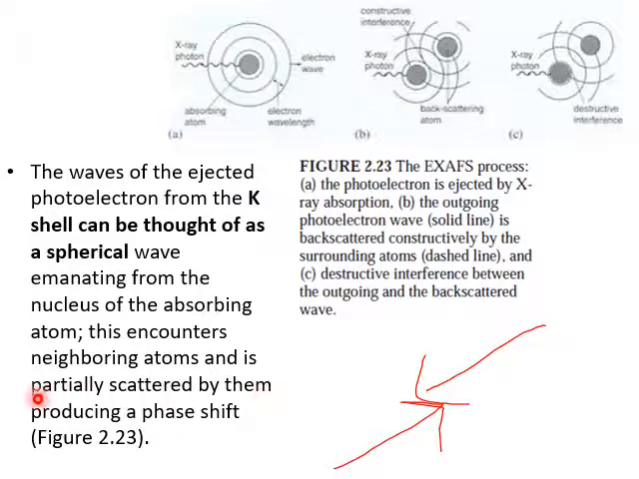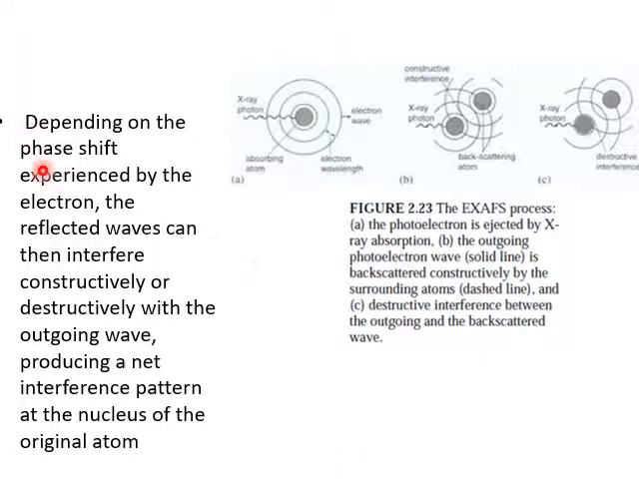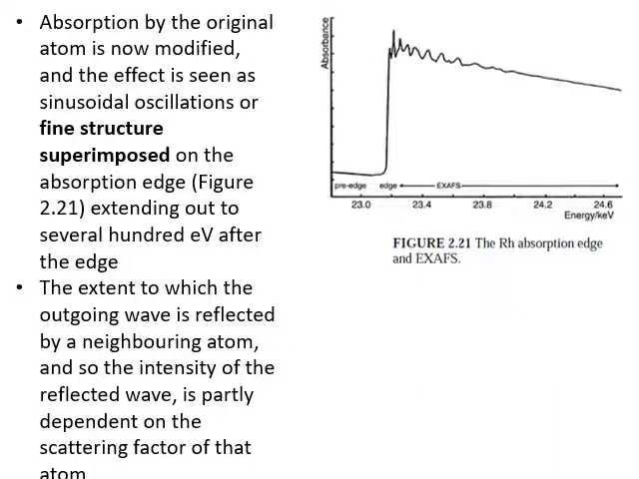The photoelectron is partially scattered by the neighboring atom, producing a phase shift. Depending on the phase shift experienced by the electron, the reflected waves can then interfere constructively or destructively with the outgoing wave, producing a net interference pattern at the nucleus of the original atom. So at this original atom, interference will be produced. It may be constructive or destructive depending on the phase shift. Absorption by the original atom is now modified, and the effect is seen as sinusoidal oscillation of the fine structure.